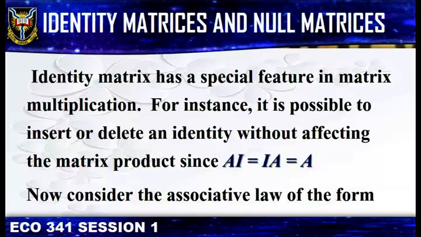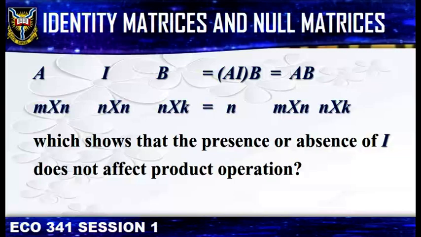The identity matrix has a special feature in matrix multiplication. For instance, it is possible to insert or delete an identity without affecting the matrix product, since AI = IA = A. Now consider the associative law of the form A (M by N), I (N by N), B (N by K) = A(IB) = AB (M by K), which shows that the presence or absence of I does not affect the product operation.